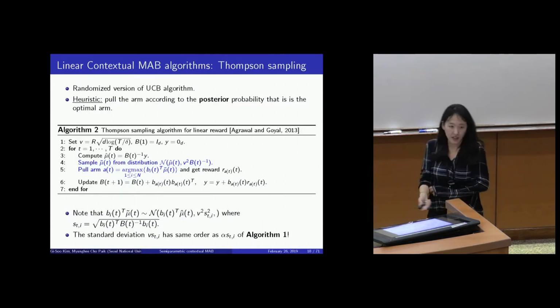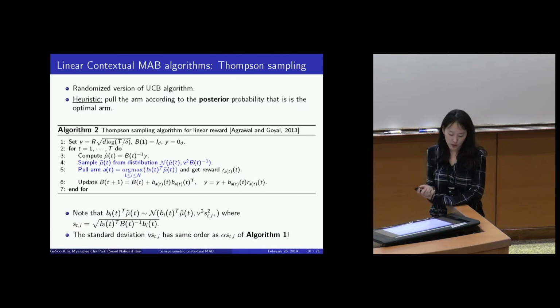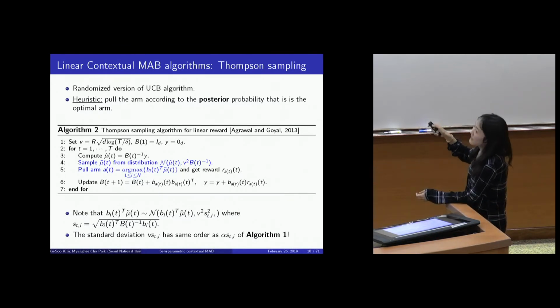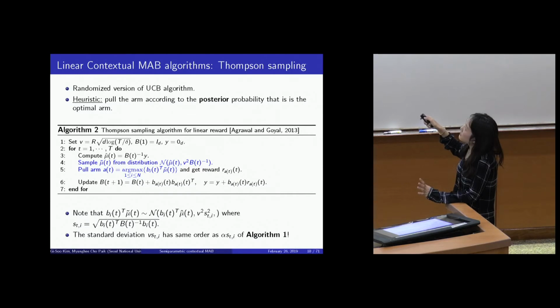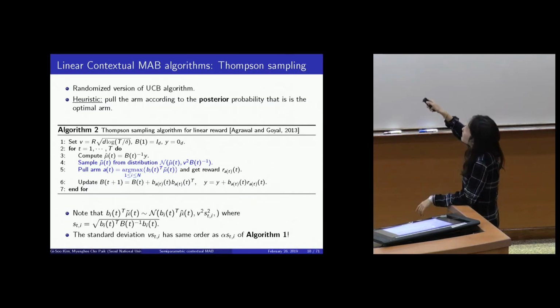The next algorithm is the Thompson sampling algorithm. Simply put, this algorithm is a randomized version of the UCB algorithm. So the heuristic is to pull the arm according to the posterior probability that it is the optimal arm. The algorithm is very similar to the UCB algorithm, except that instead of computing the upper confidence bounds, the algorithm samples a random mu tilde from the posterior distribution, which has mean mu hat and variance v squared B inverse. Then the algorithm pulls the arm a_t that maximizes b transpose mu tilde.